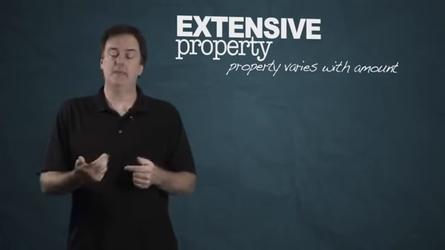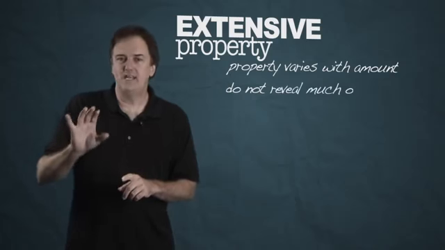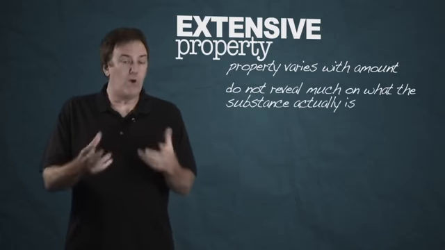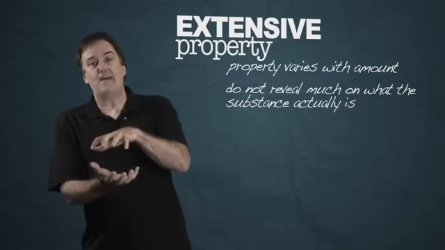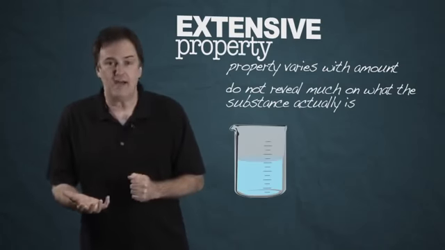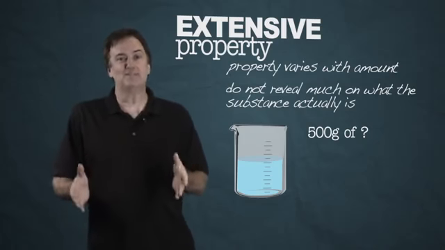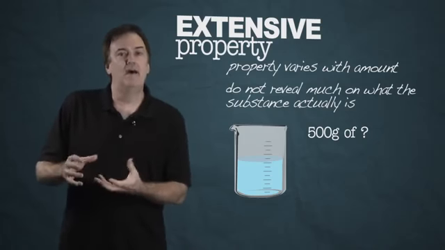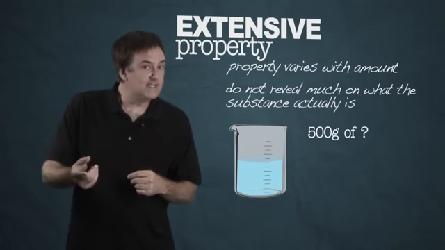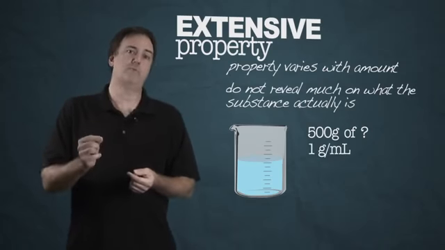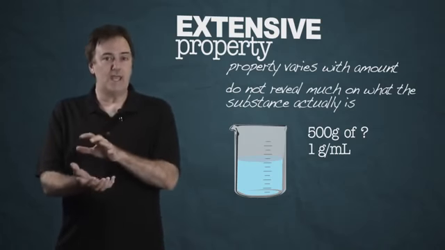One last thing. Extensive properties by themselves tend not to reveal much about what the substance actually is. For example, let's say I have a substance and I tell you it's 500 grams. That really tells you nothing about the substance other than the amount I have. But if I tell you I have a substance that has a density of 1 gram per milliliter, it really limits you on your choices of what that could be.